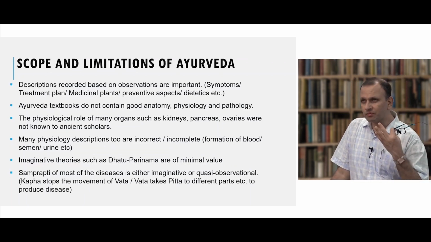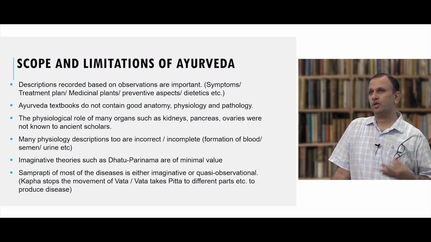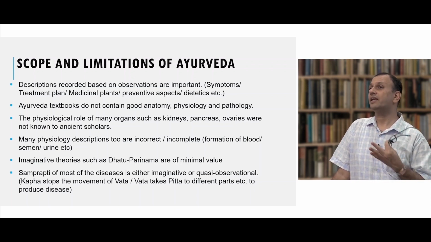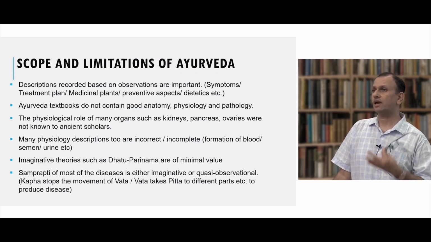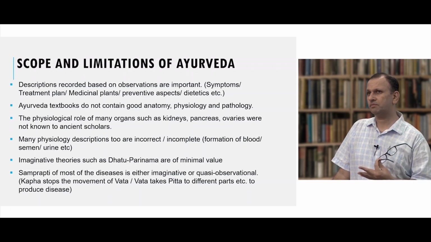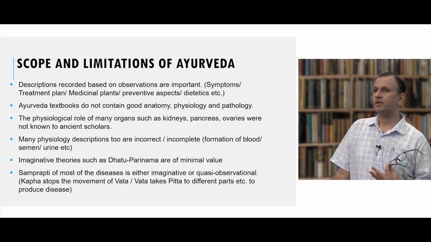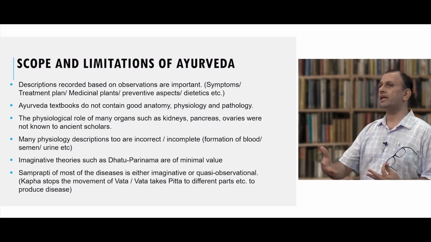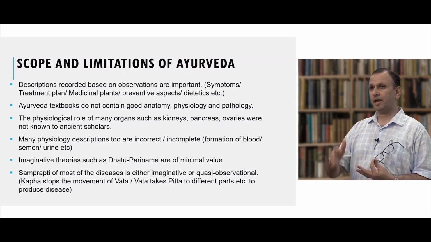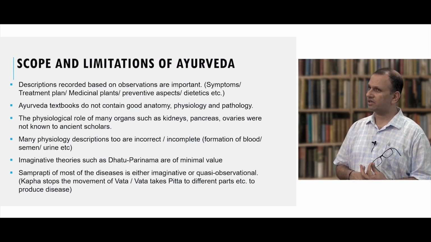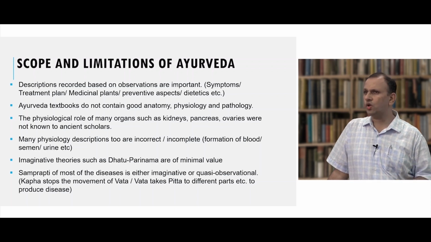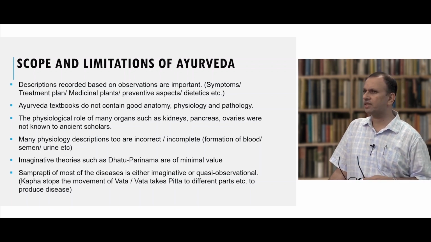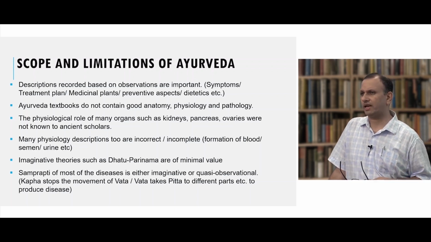So these are some of the scopes and limitations of Ayurveda. Descriptions recorded based on observations are important. In Ayurvedic classics, all those descriptions that are recorded based on the observations are of immense importance. Maybe signs and symptoms of disease or clinical manifestation, maybe treatment plan, medicinal plants, preventive aspects or dietetics. All these could be of high value, right? But at the same time, Ayurveda textbooks do not contain good anatomy, physiology and pathology. The physiological role of many organs such as kidneys, pancreas, ovaries were not known to ancient scholars for obvious reasons. I'm not ridiculing them. These are the facts. We need to accept these as facts.